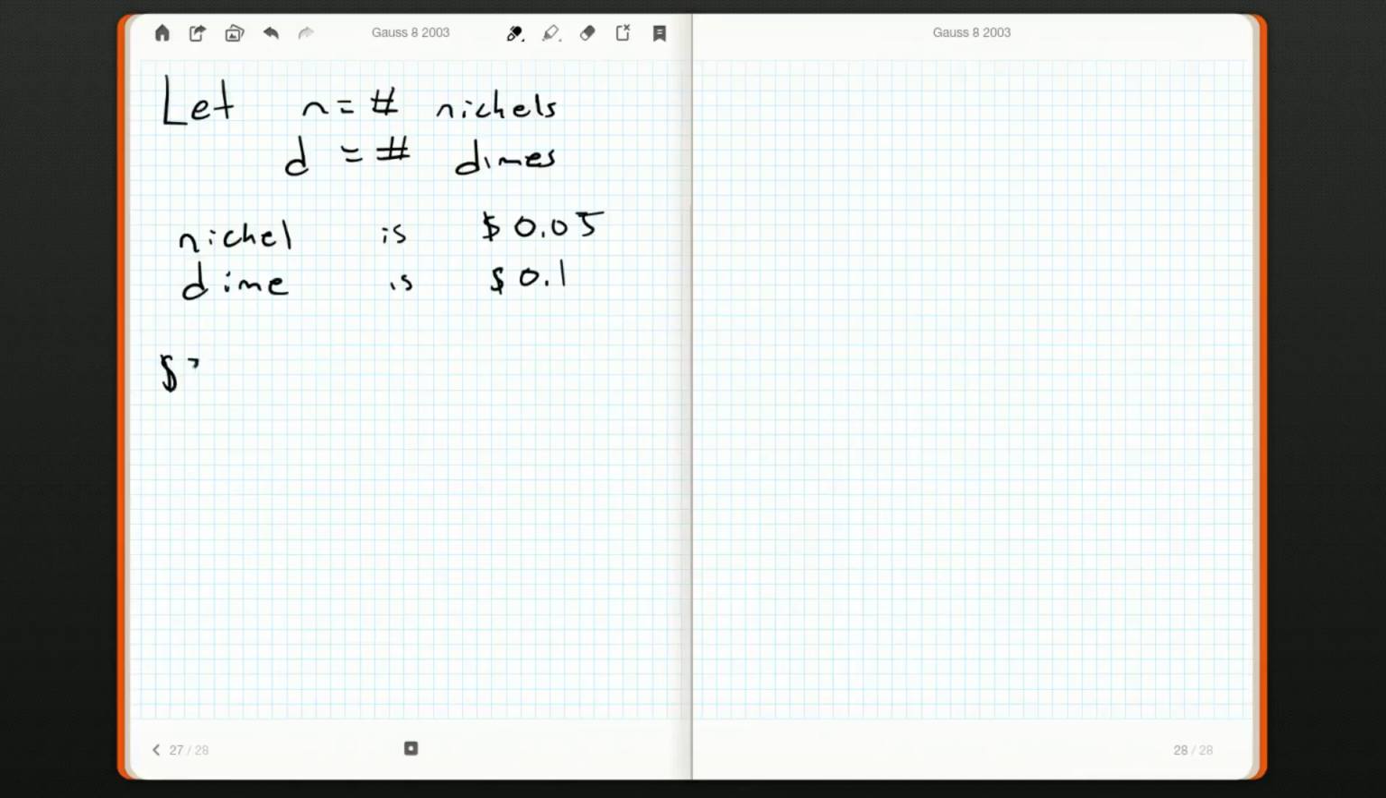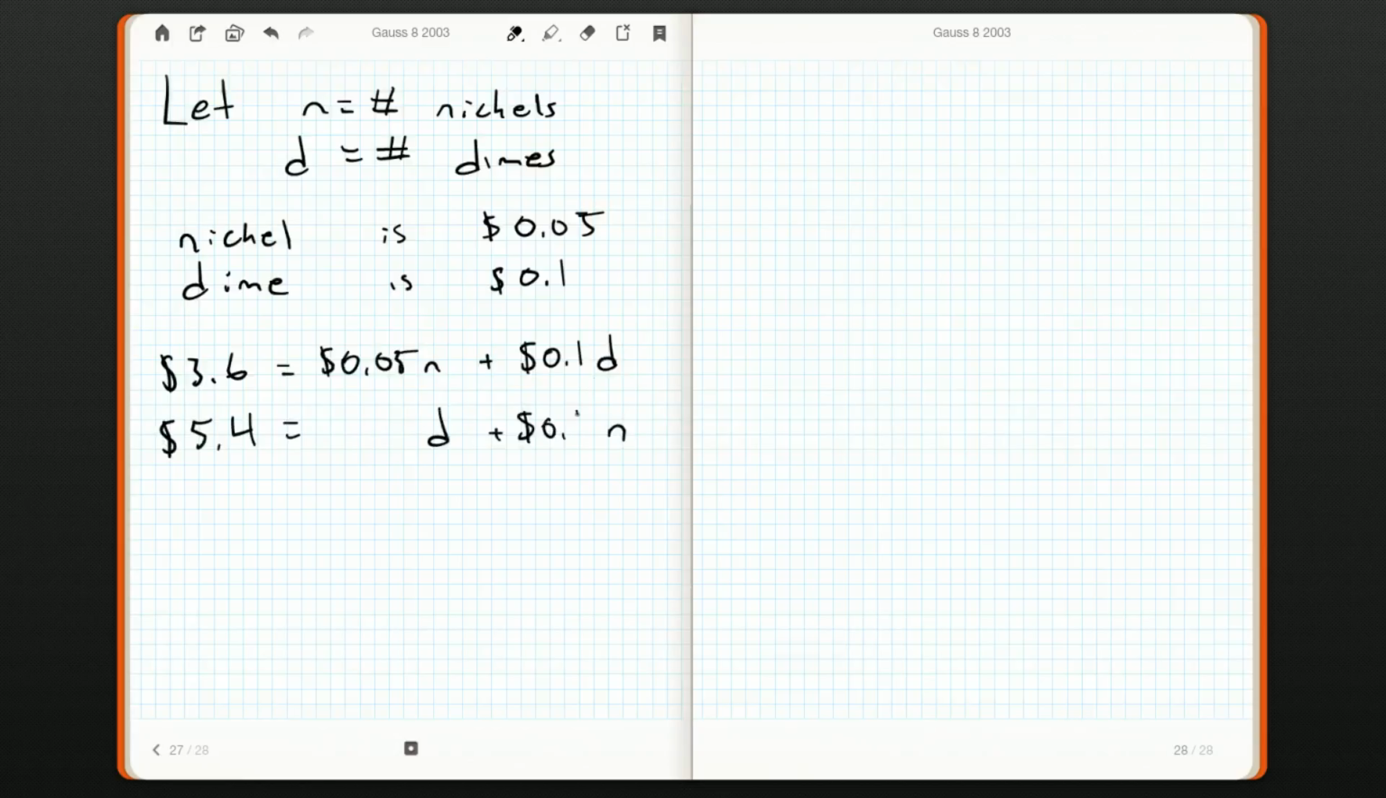So we know that she's got $3.60 in terms of, well, how many nickels does she have? She's got N of them, plus how many dimes? She has D dimes, and each of them is worth 0.1 of a dollar. So we have a nice equation here. We're also told that if instead all her nickels were dimes, and all her dimes were nickels, she'd have $5.4.